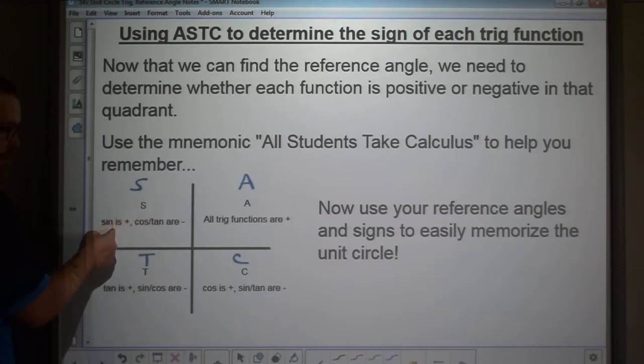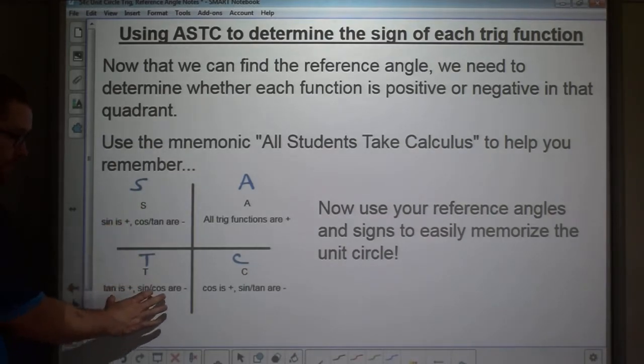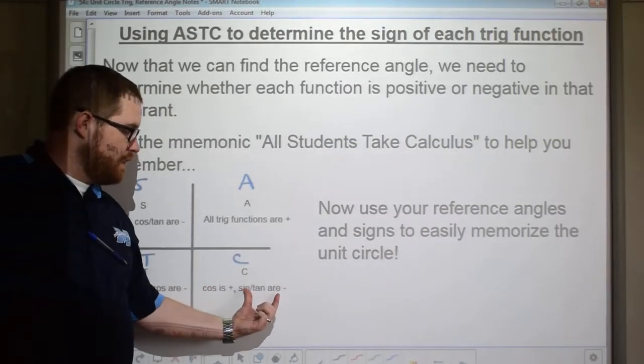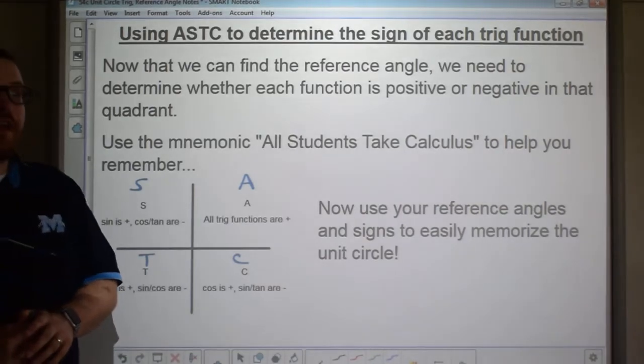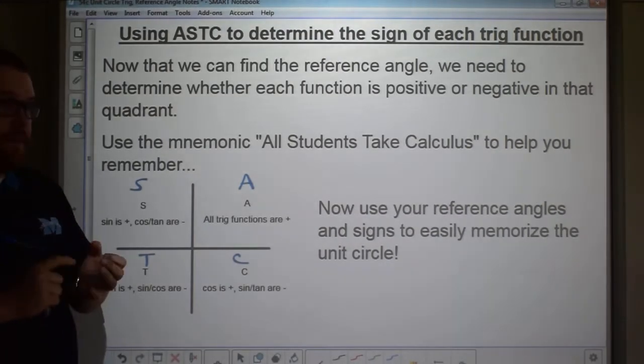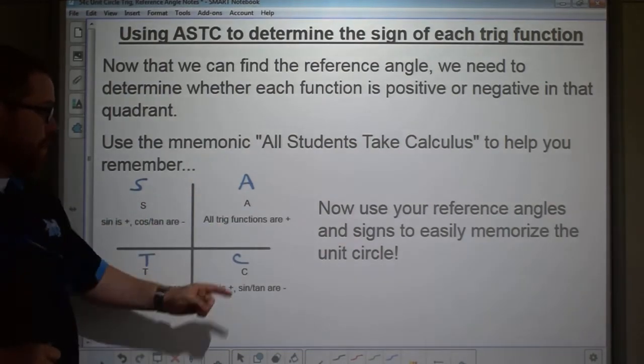Students stands for S, sine. T in the third quadrant means tangent's positive. The other two are negative. And in the fourth quadrant, cosine is positive, sine and tangent are negative. So now, if I know what my reference angle is, it'll tell me the number, and I know whether it's positive or negative.